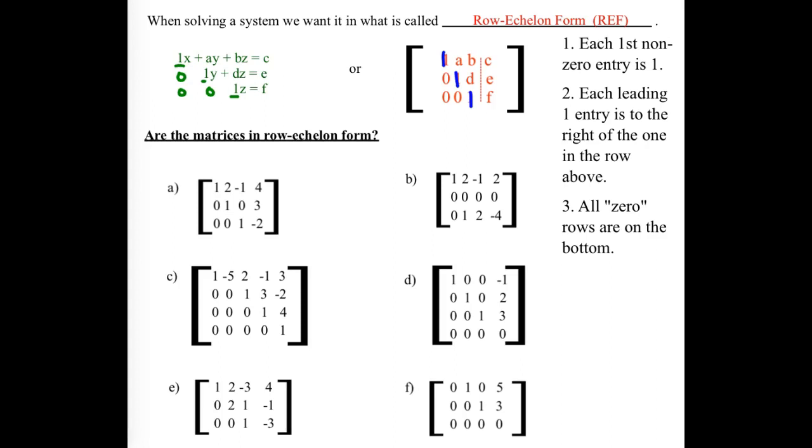So I'm going to pause the video for a minute. There's 6 examples here. I want you to go through as a group and decide, is this in row echelon or not? Does it fit these 3 criteria?